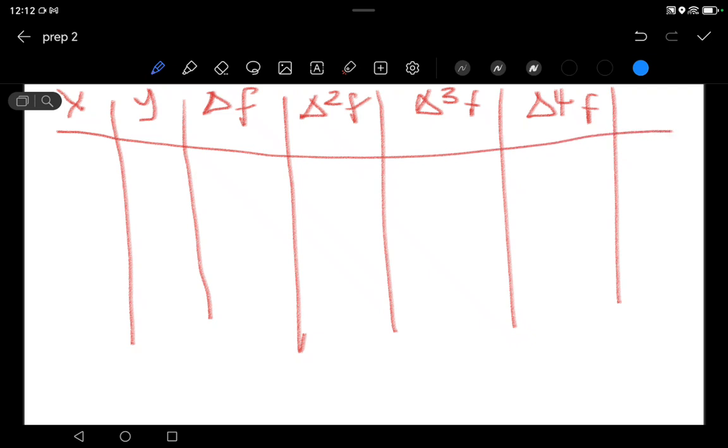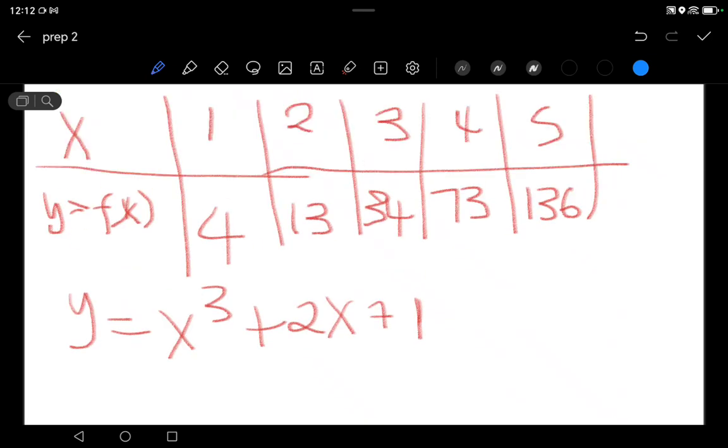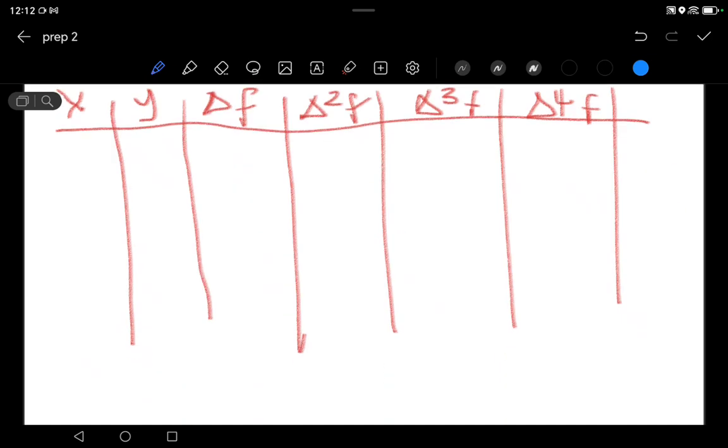Remember we have the values of x and y from our table. The x is 1, 2, 3, 4, 5, and the y is 4, 13, 34, 73, and 136. So we're just going to write our values here. We have 1, 2, 3, 4, and 5.